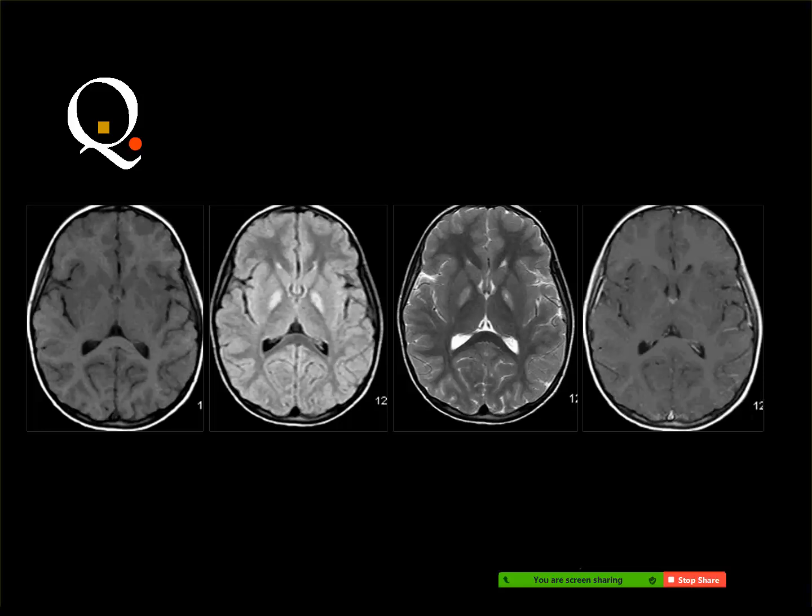I think this is the only lesion that can affect the globus pallidus. Bilateral and symmetric.